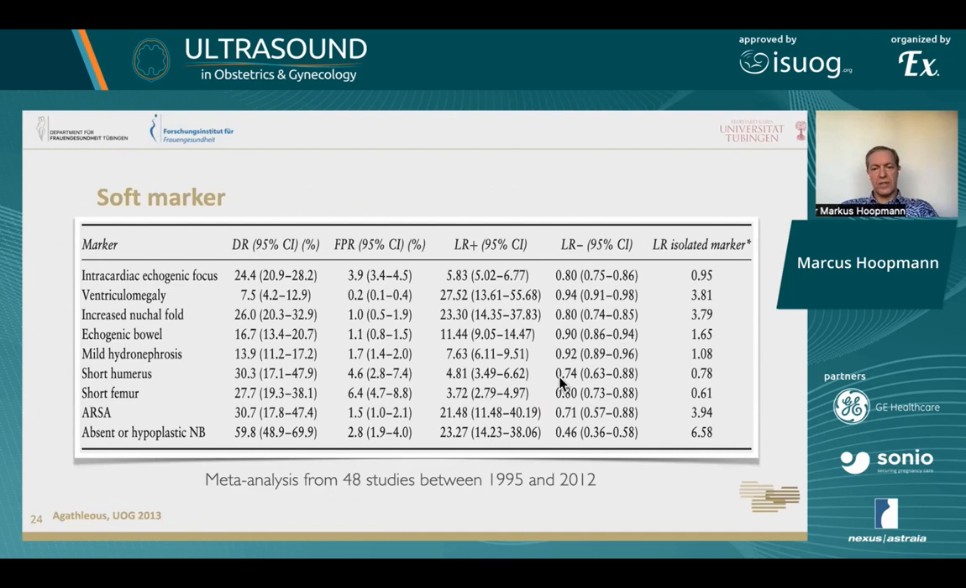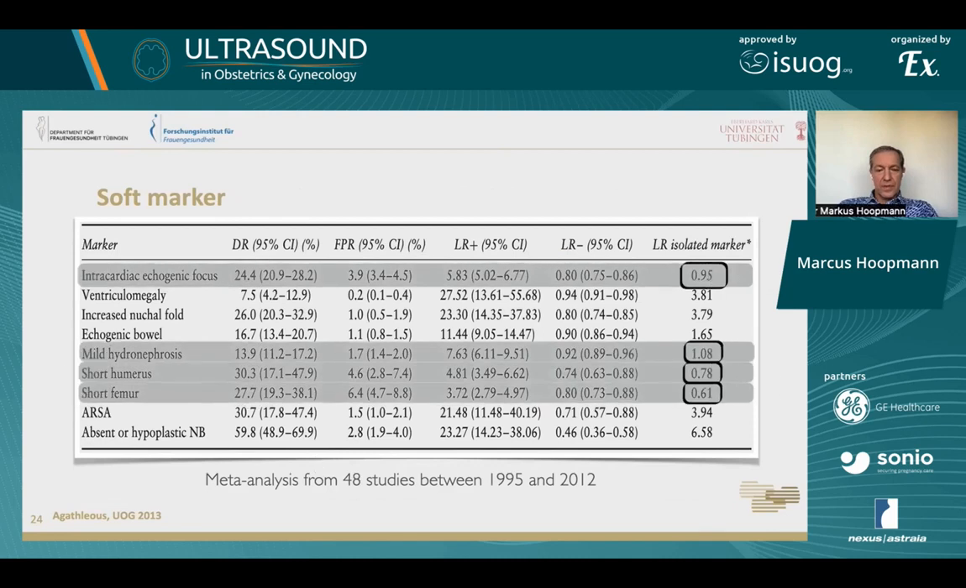Now we come to the soft markers, and the literature is quite big concerning these soft markers, but I think we can focus on this excellent meta-analysis, which includes 48 studies, and they focus on these soft markers, and I think I can confirm that these are the most important. And first of all, we want to pick out these 4 markers because they're quite frequent. You have the intracardiac echogenic focus, the mild hydronephrosis, short humerus, short femur.